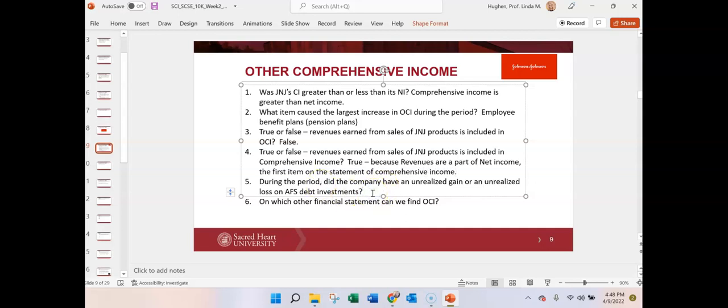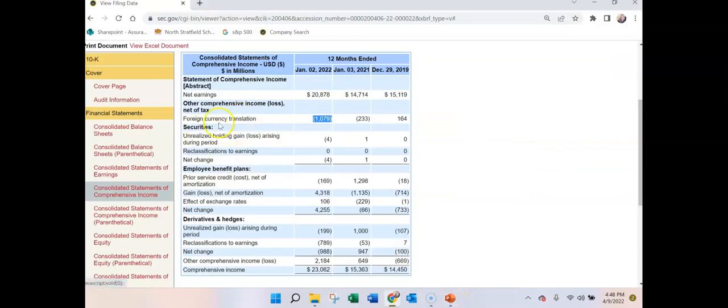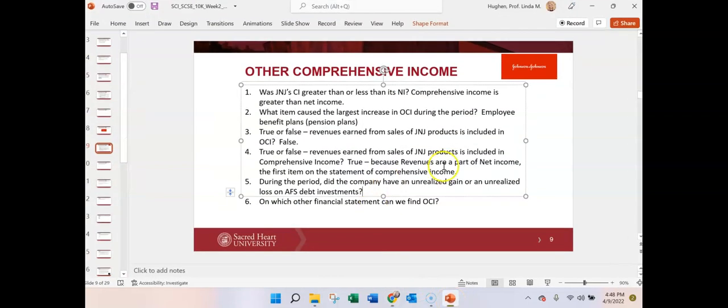Question: during the period, did the company have an unrealized gain or an unrealized loss on available for sale debt investments? I come here to the securities. I know that unrealized gains and losses relate to available for sale debt investments. And we see that if it's in parentheses, then it's a loss. So we see a $4 billion loss.